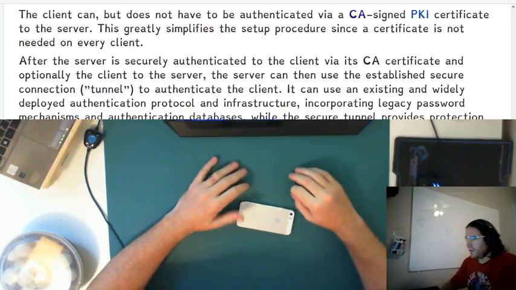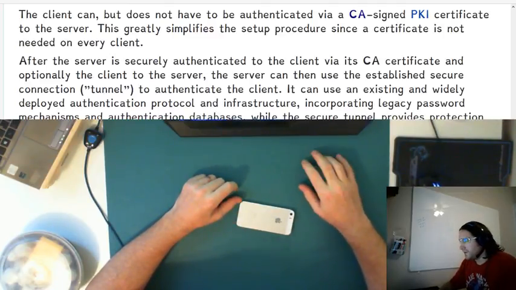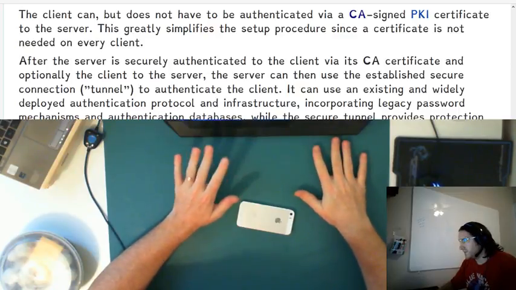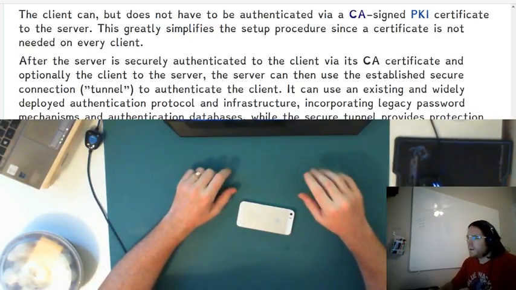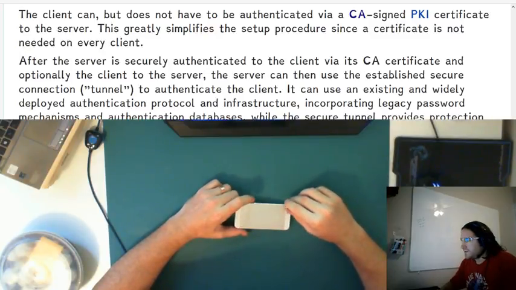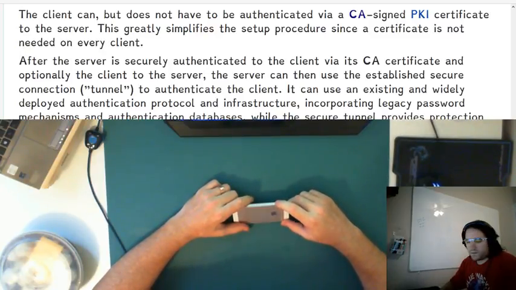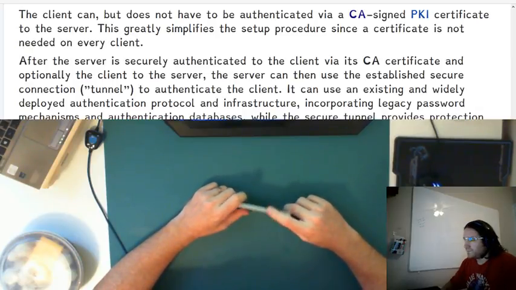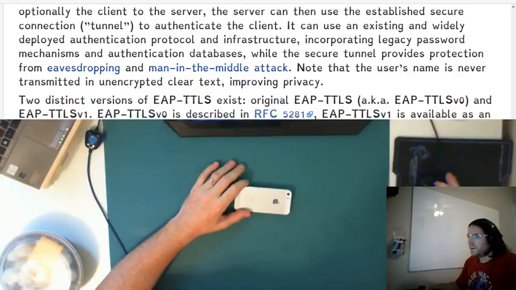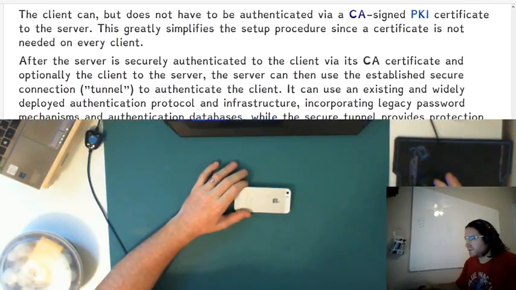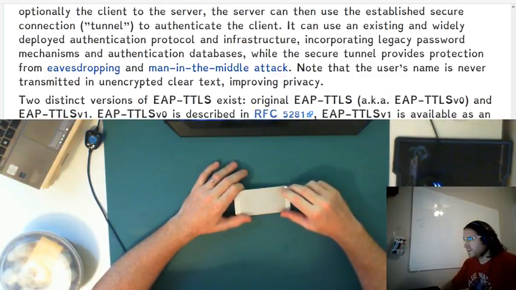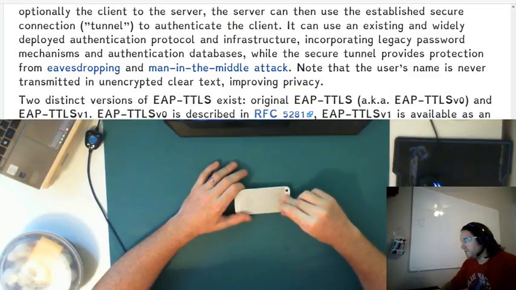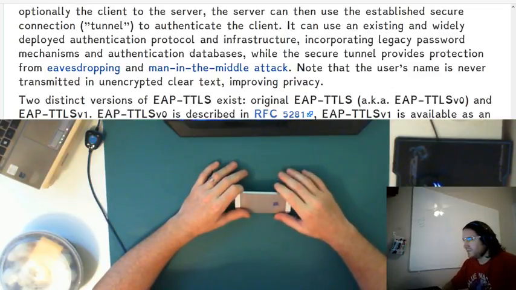The client can, but does not have to be authenticated via a CA signed PKI certificate to the server. This generally simplifies the setup procedure since a certificate is not needed on every client. After the server is securely authenticated to the client via its CA, and optionally the client to the server, it can then use the established secure connection tunnel to authenticate the client.